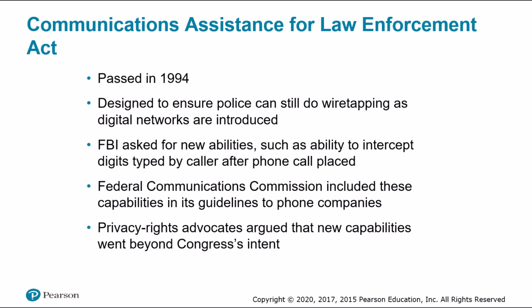But CALEA left unanswered many important details about the kind of information the FBI would be able to extract from digital phone calls. The precise requirements were to be worked out between the FBI and industry representatives. The FBI asked for many capabilities, including the ability to intercept digits typed by the caller after the phone call was placed. This feature would let it catch credit card numbers and bank account numbers, for example. In 1999, the FCC issued the guidelines, which included this capability and 5 more requested by the FBI.